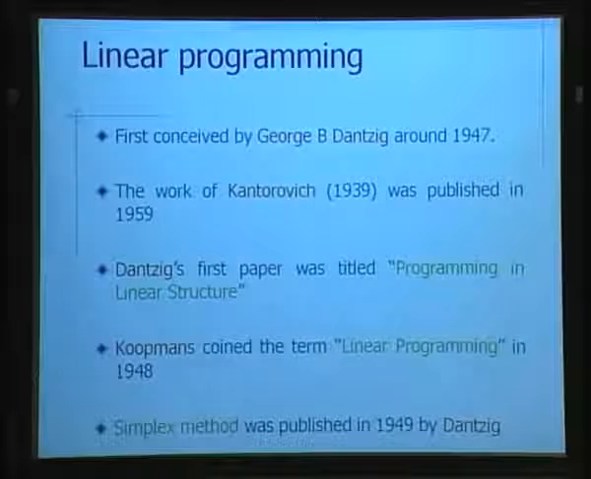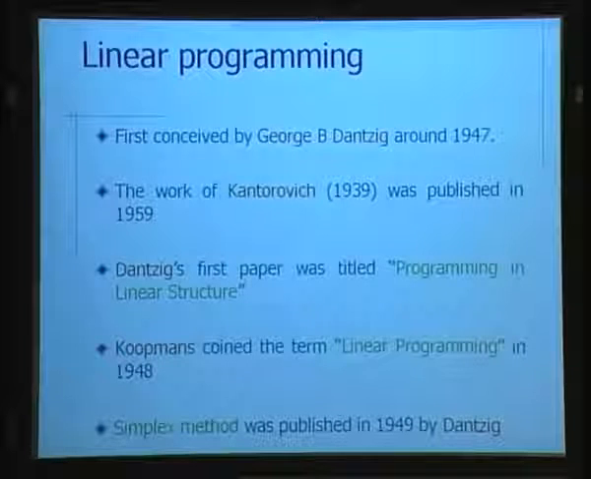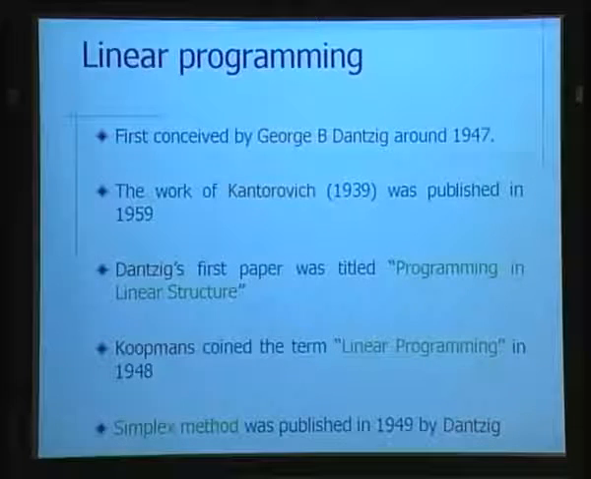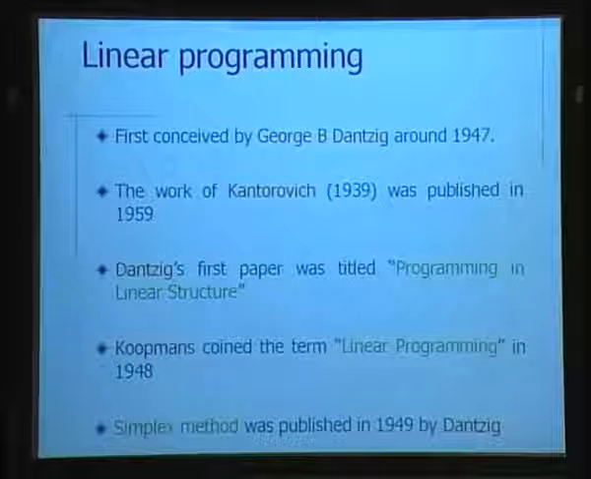Linear programming was first conceived by Dantzig around 1947, at the end of the Second World War. Very historically, the work of a Russian mathematician was to have taken place in 1939, but since it was published in 1959, Dantzig is still credited with starting linear programming.